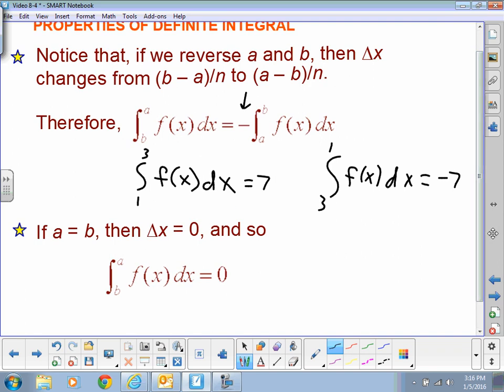Now, if a and b happen to be the same, we'll just end up getting 0. If you think back to our rectangles, that's telling us that both endpoints are exactly in the same spot. So there's no space under the curve, and the area under the curve is just 0.